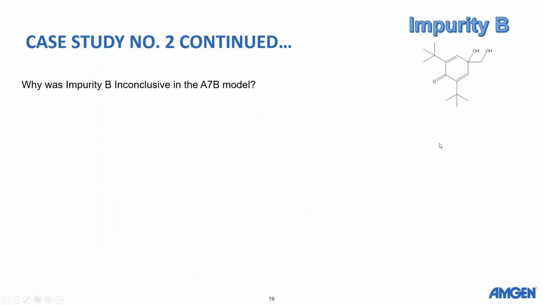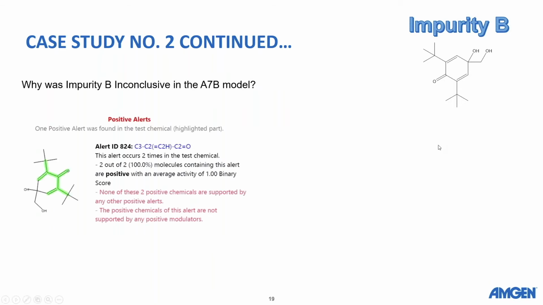So why was impurity B inconclusive for A7B? We had here alert 824. The alert had a calculated probability of 40%, which puts it in what's called the gray zone. And in this area of prediction probability, the software cannot determine whether it is true negative or true positive. So there may not be enough alerts to shift this prediction one way or the other, or the prediction itself is not completely clear. So it puts it into, again, what's called a gray zone, which gives us the inconclusive result.